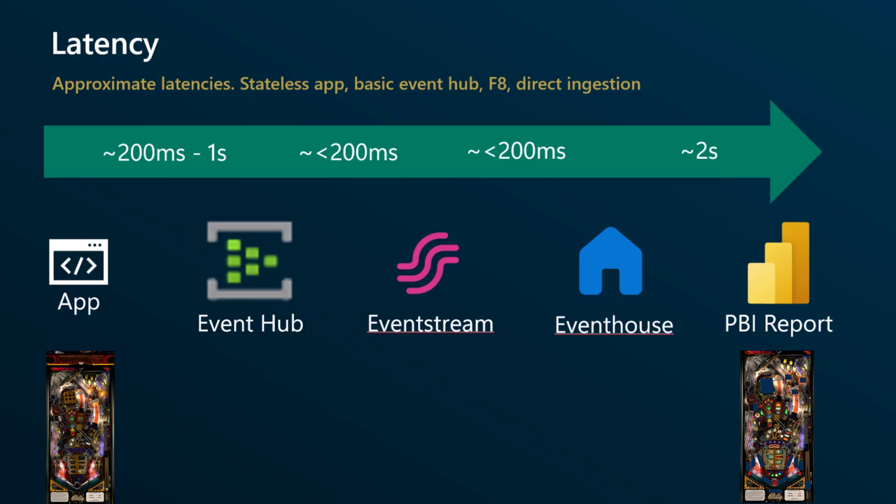The latency of the event hub and event stream are both very low, and this is using only a basic event hub, and the Fabric capacity is used for several demos, so it might have some variability. Direct ingestion, though, helps significantly, but the bulk of the delay is on the Power BI side, as the Power BI report needs to poll the KQL database for any updates.